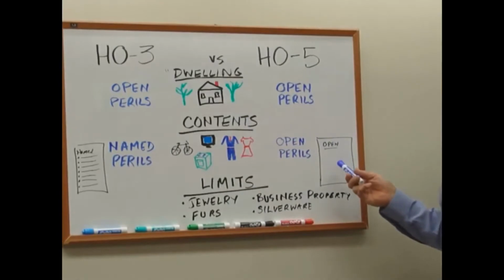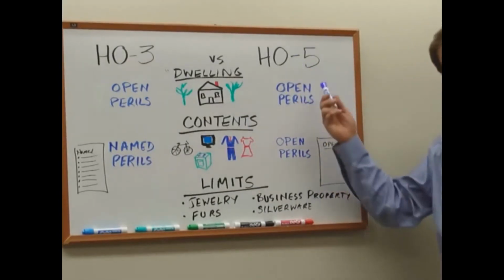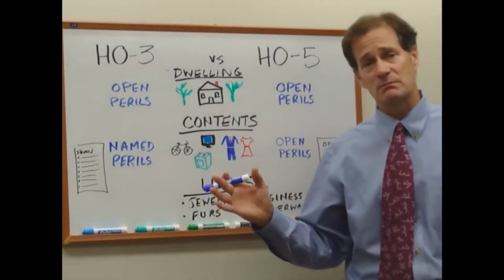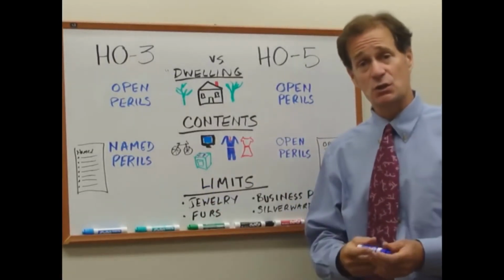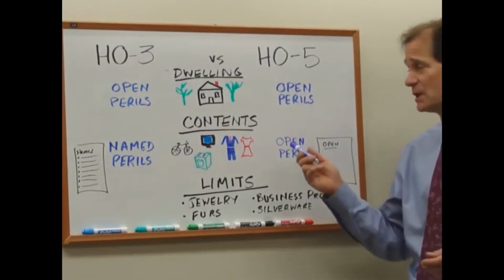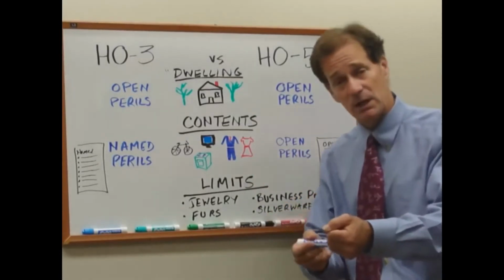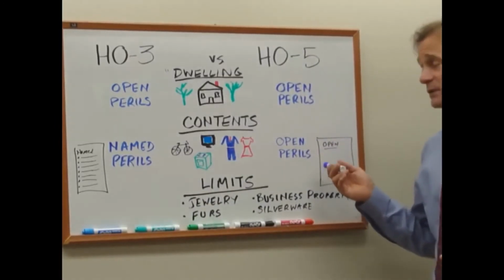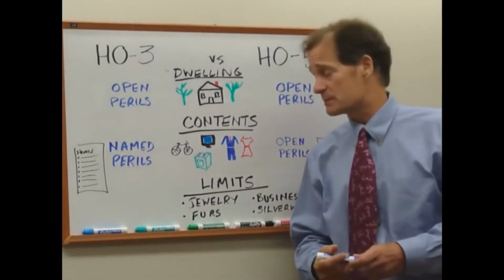What the HO5 does that's very different is it uses the same approach as we used up here for the dwelling. It says we'll cover anything that happens unless it's specifically excluded. So if you suffer a loss, you don't have to then go to your policy and say, gee, I wonder if it's covered, but rather you can be pretty confident that it's going to be if you suffer a loss.